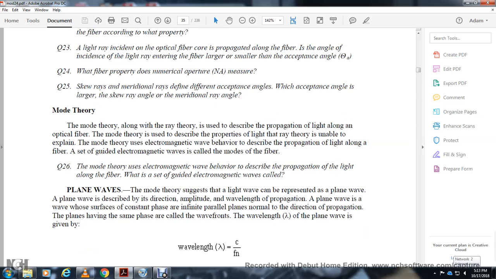Plane waves. Mode theory suggests that a light wave can be represented as a plane wave. The plane wave describes the direction and amplitude of the wavelength of propagation. A plane wave is a wave whose surfaces of constant phase are infinite parallel planes normal to the direction of propagation. The planes having the same phase are called the wavefront.